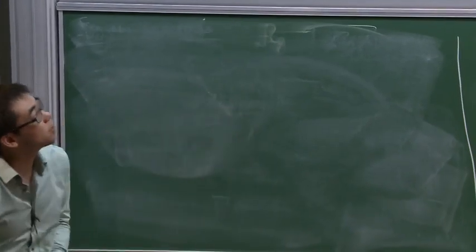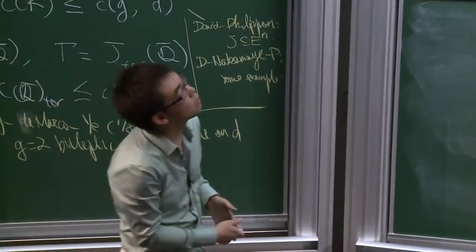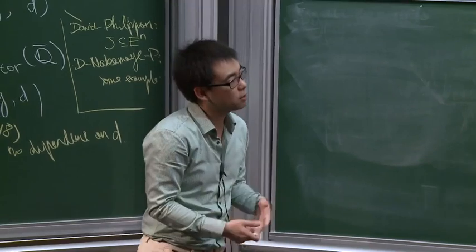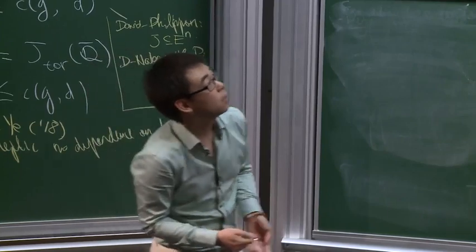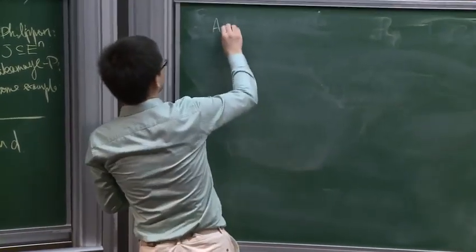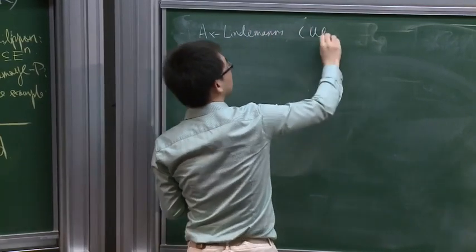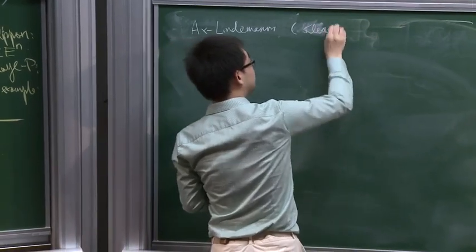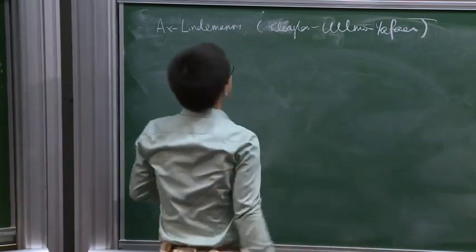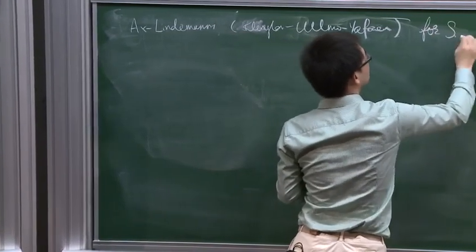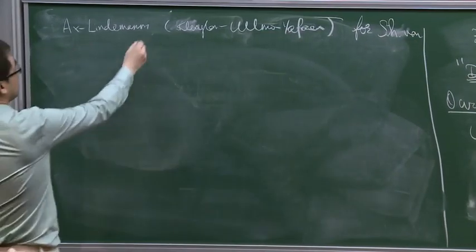This kind of result was first proved by Ax, of course, to study the functional analog of Schanuel's conjecture. But they got interest again by the study of the André-Oort conjecture, and a weaker form, Ax-Lindemann, was proven by Klingler-Ullmo-Yafaev. This is for Shimura varieties. This is for André-Oort.